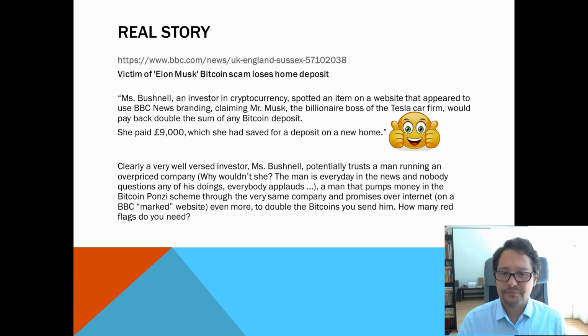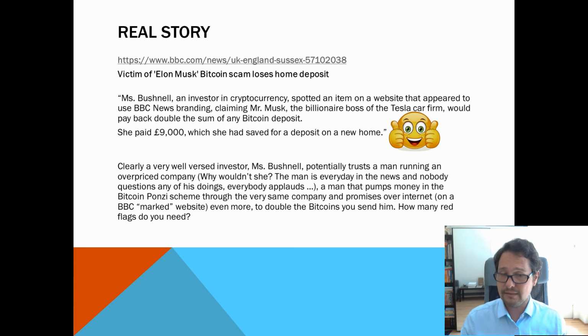And I was thinking, first of all, Elon Musk. Yes, she's getting a lot of information about Elon Musk. Nobody says anything bad about this guy. Nobody says that his car company is not that good, because it has not been producing any profit for a lot of years. So she trusted, obviously she's a very versed investor, and she trusted the Elon Musk name, the brand.